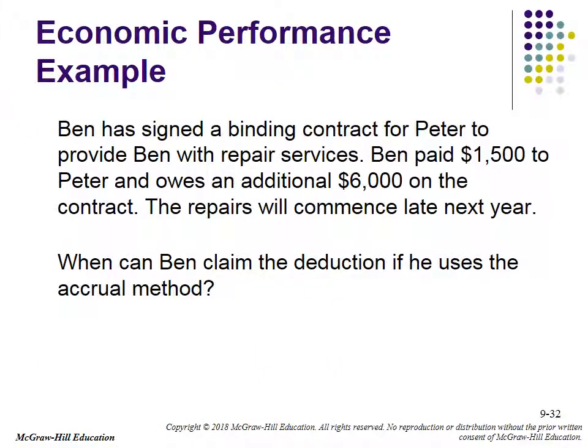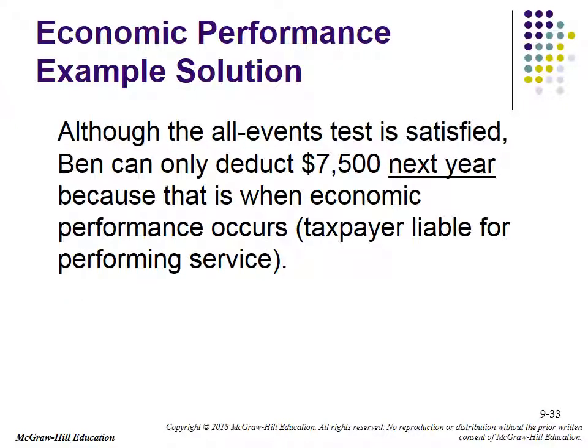Let's take a look. Ben has signed a binding contract for Peter to provide Ben with repair services. Ben paid him $1,500 and owes an additional $6,000 on the contract. The repairs will commence late next year. When can Ben claim the deduction if he uses the accrual method? Well, although the all events test is satisfied, Ben can only deduct $7,500 next year because that is when economic performance occurs, next year.